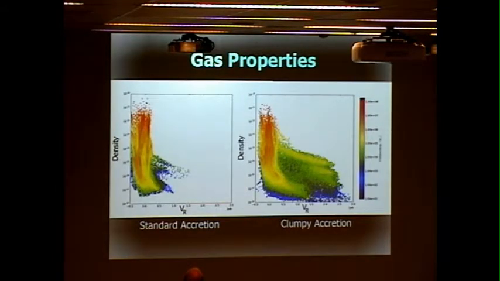So if we look at the density and temperature as a function of the radial velocity, here you can see they're very similar in the low velocity regions, but the clumpy accretion is able to drive very strong outflows, going up to a few thousand kilometers a second, and it's all the low-density gas. The high-density gas is not really being affected. It's not being driven out of the galaxy.